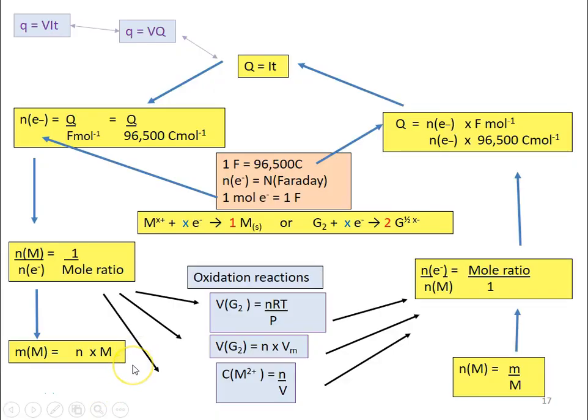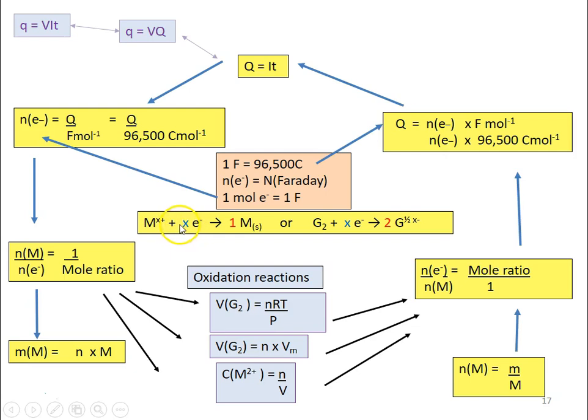Okay, so this is a good summary of Faraday's laws, the first laws. So we've been looking at Q and working our way all the way down here to find the mass. So these are the 5 steps. Q equals IT, and then once you find Q, you're dividing it by 96,500 to find the number of moles of electrons. Using your half equations, you're finding the number of moles of whatever it is that you're looking at, and then you can find the mass.